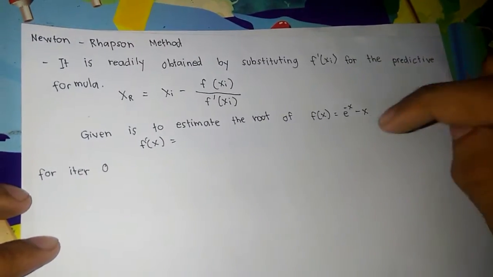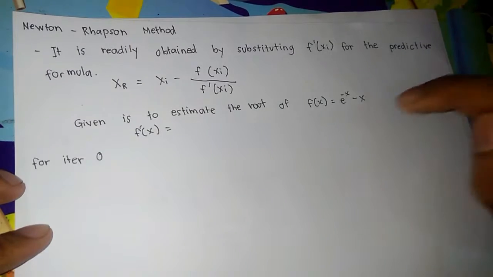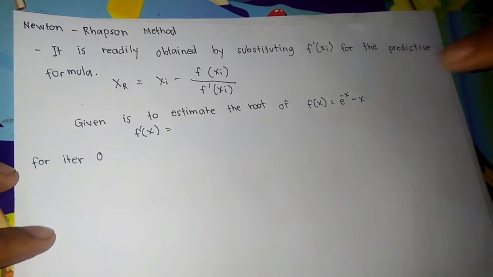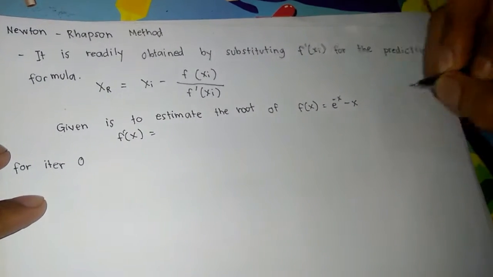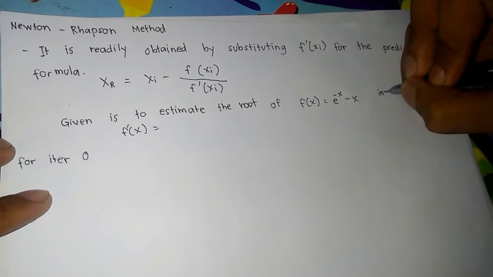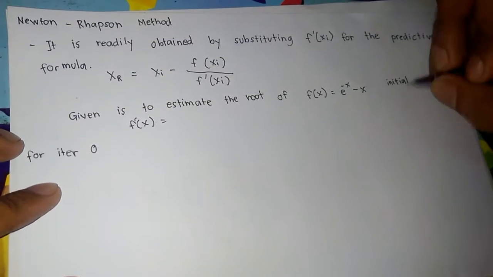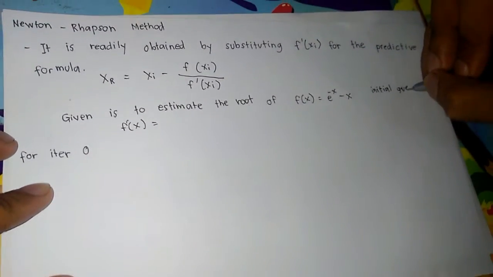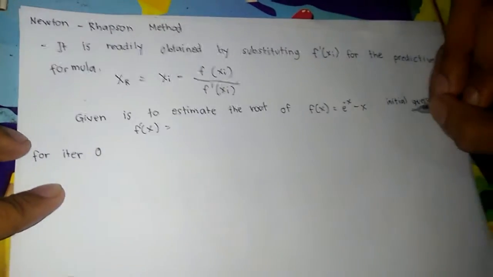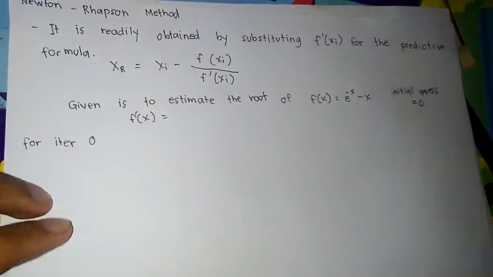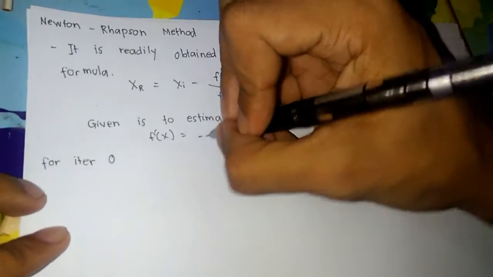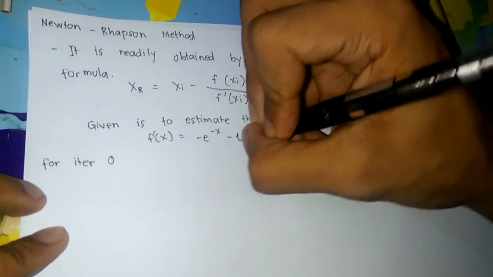So, for the example, f of x is equal to e raised to negative x minus x, with an initial guess of 0. The derivative of that is negative e raised to negative x minus 1.